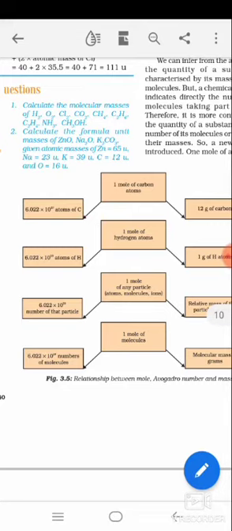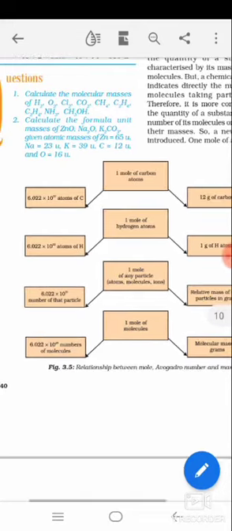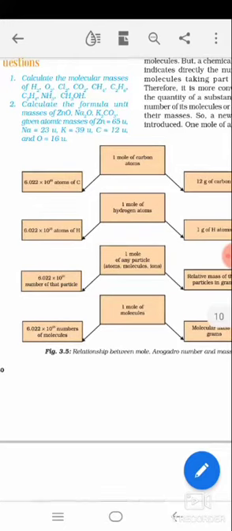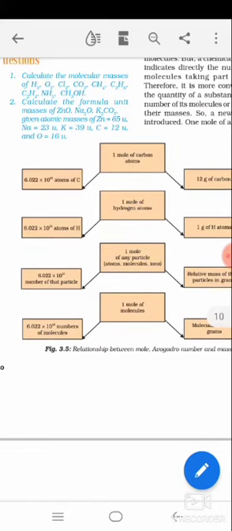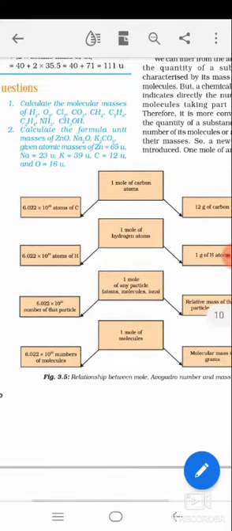So 1 mole of every compound or every substance contains this number of particles. Another example, 1 mole of hydrogen atoms contains Avogadro number of hydrogen atoms. 1 mole of hydrogen atoms has how many atoms? 1 mole means 6.022 × 10^23 atoms of hydrogen.